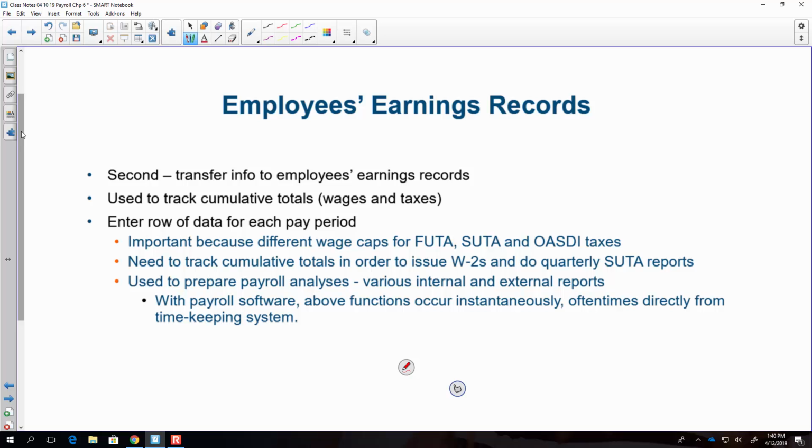Secondly, once the register is completed, we have to update the employee earning records. So there is a sample of one on page 5 of our textbook where we transfer the gross wages, each particular deduction, and also what their net pay was, and that's updated in their earning records. And remember, why do we keep those earning records? To do those year-end or quarter-end reports required for so many, both federal and state government requirements. So keep that in mind. Again, posting to that is explained in chapter 6.